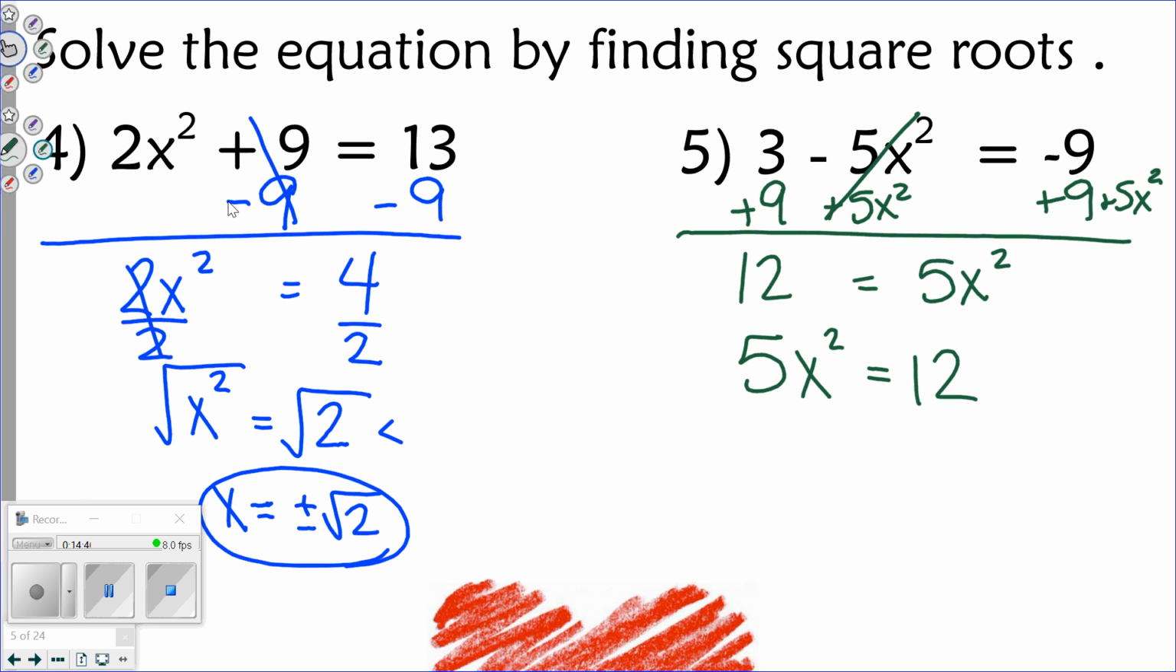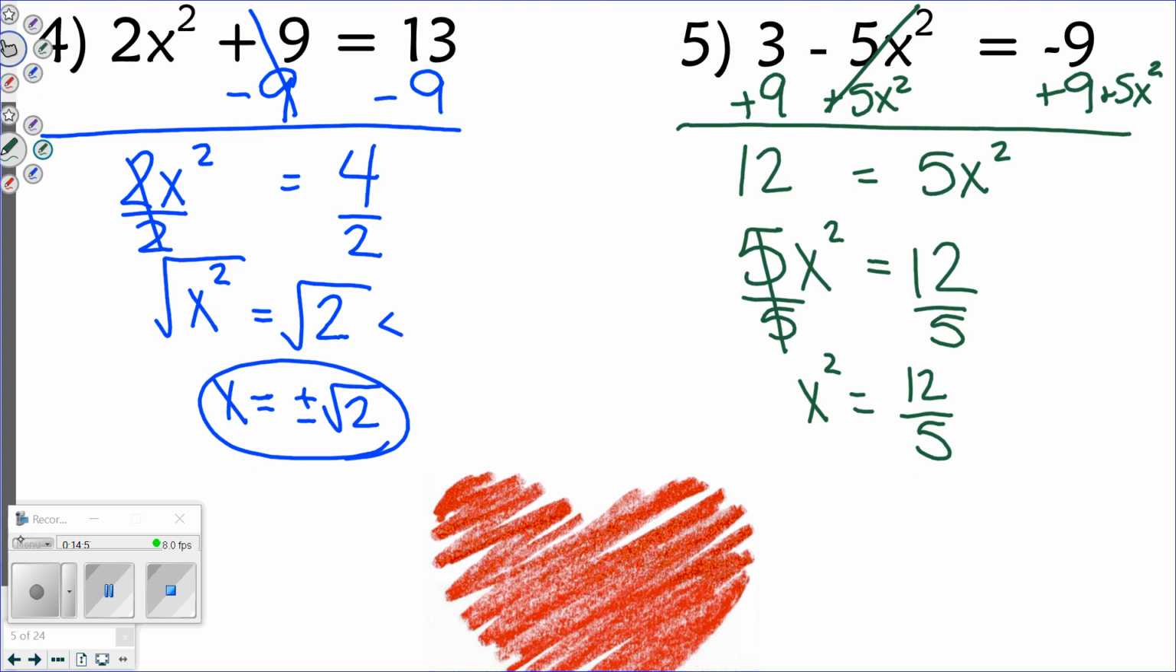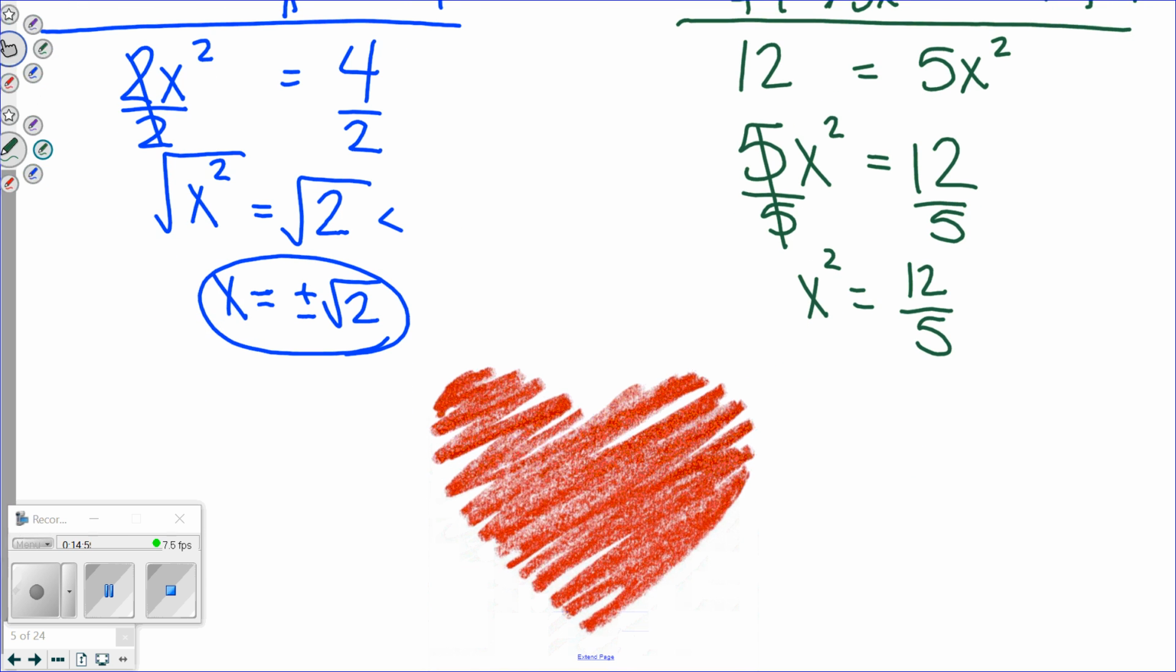All right, and then divide by 5. Wait a minute, I can't divide by 5. I mean, I just did, right? So x squared equals 12 over 5. Guys, fractions are a part of life. Fractions are okay. Everybody panics when they see a fraction. It doesn't divide, I did something wrong. No, you're fine. So my x squared's by itself. What's my next step?